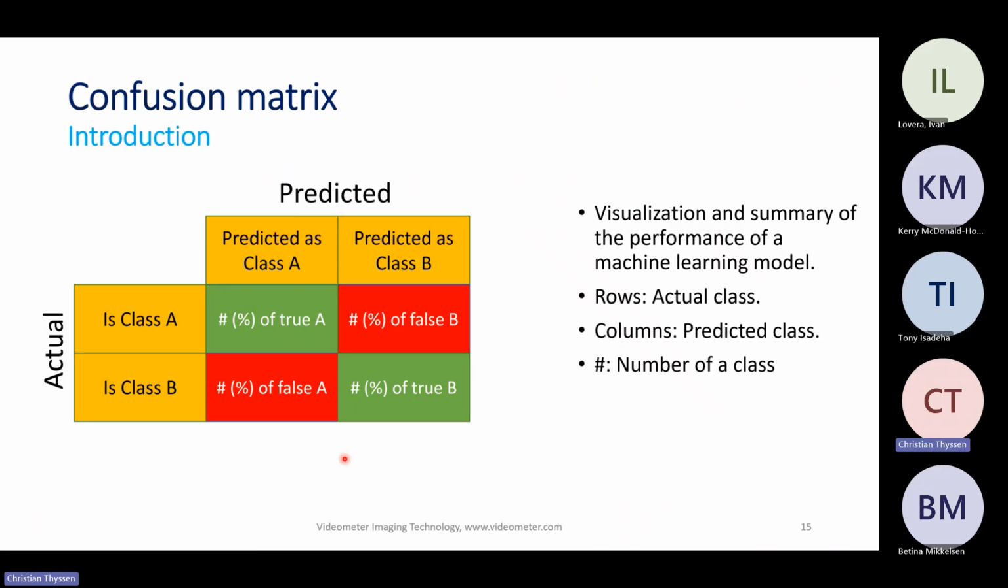So first I'll explain what a confusion matrix is. As you can see here, it is a two-dimensional table of actual and predicted classes. The rows here will represent the actual classes. The first row will be all the ones that are actually A. The second one is all those that are actually class B. And then the columns are the predicted classes.